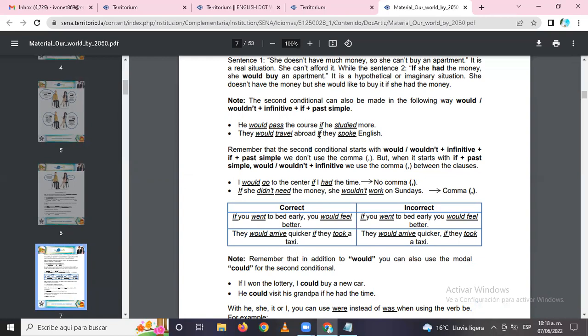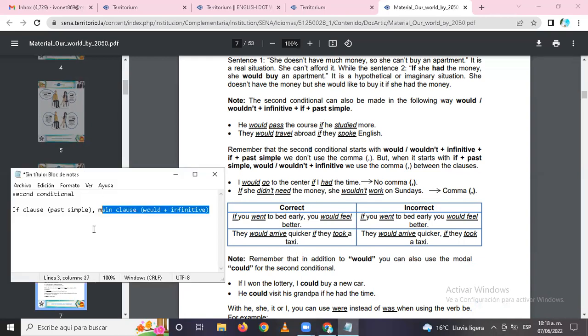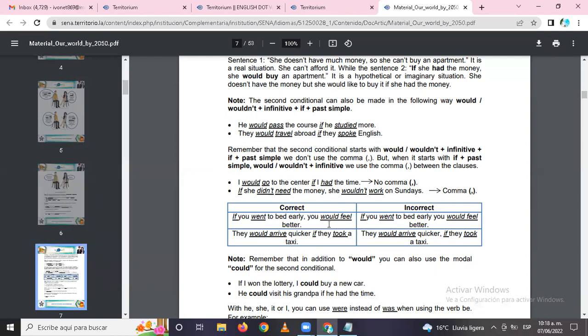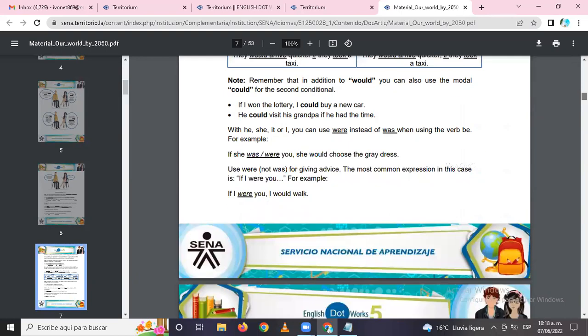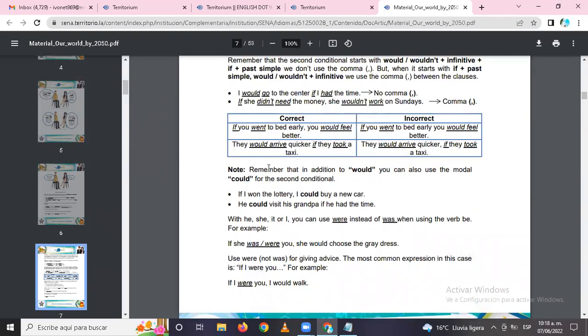Sí, esto lo sabemos, ¿cierto? La primera parte, si voy a poner if clause, coma, main clause. Si coloco acá main clause, if, pues no va la coma, eso ya lo sabemos, ¿cierto? I would go to the center if I had the time. If she didn't need the money, she wouldn't work on Sundays. And here we have some more examples written in the correct way and the incorrect way.